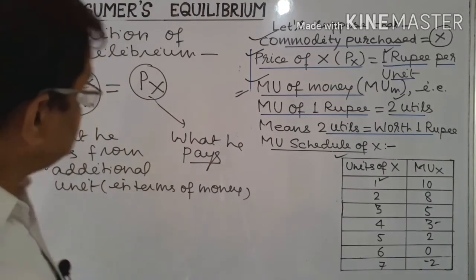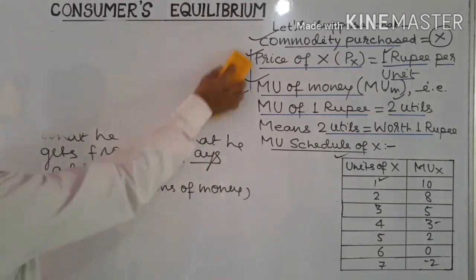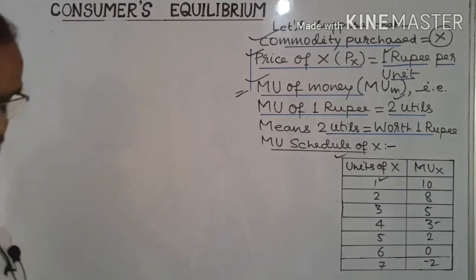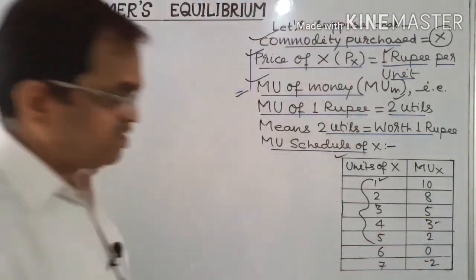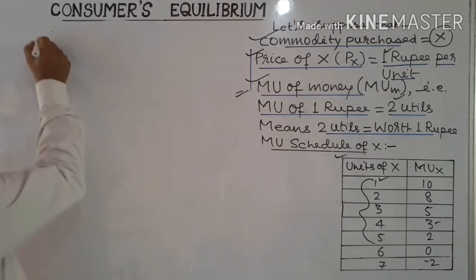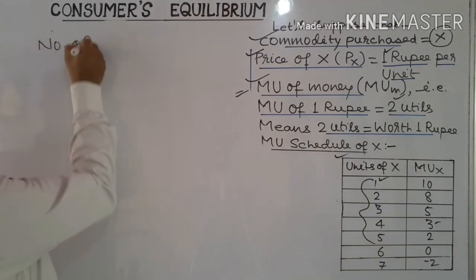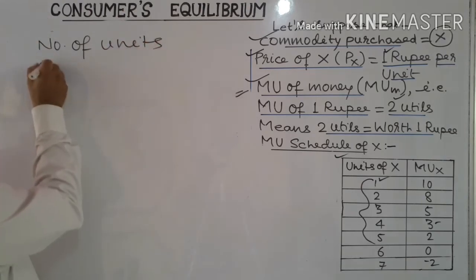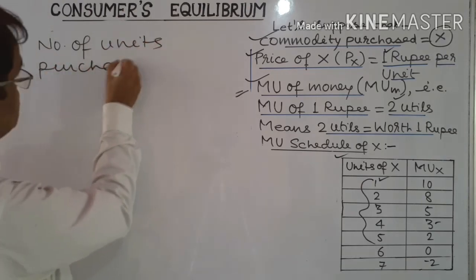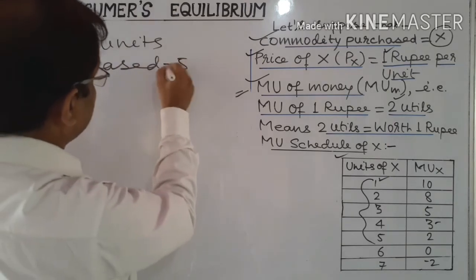Now the question arises, how many units of the commodity will the consumer purchase? This is the 1, 2, 3, 4 and 5. Only these 5 units of the commodity are consumed or purchased by the consumer. Number of units purchased is equal to 5.